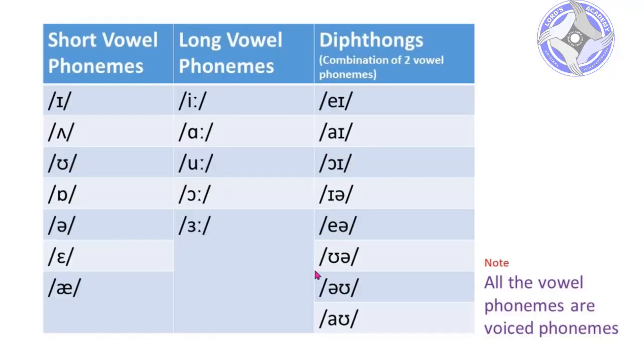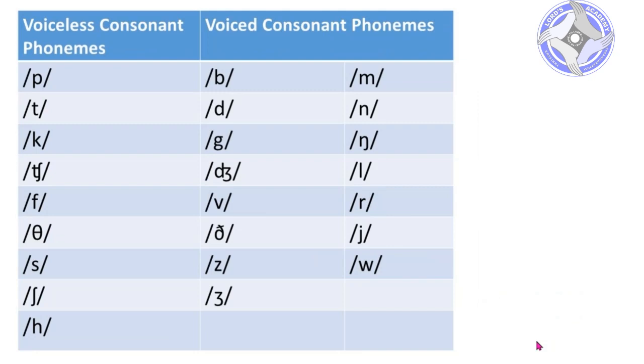Good. Before entering into it, let's revise the phonemes. Here we have the vowel phonemes. All the vowel phonemes are voiced phonemes since there is the vibration of the vocal cords. All the consonant phonemes can be classified into two on the basis of whether it is a voiceless consonant phoneme or a voiced consonant phoneme.